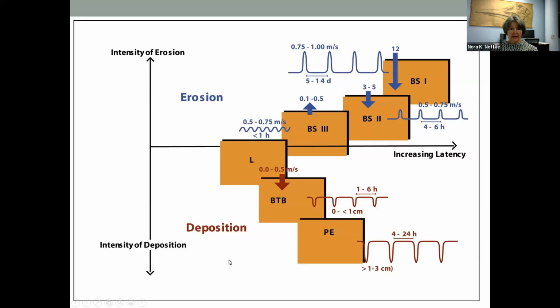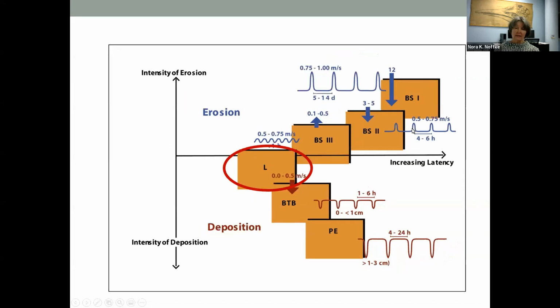This is a diagram that looks complicated, but actually it is not. It's composed of 3 arrows. This arrow here indicates an increase of intensity of erosion. This arrow here shows an increase of intensity of deposition. And this arrow here shows increase of latency, so the time when the sediment is quiet. The orange rectangles indicate various responses by microbiota to specific dynamic conditions. So let's start with what happens during a latency.